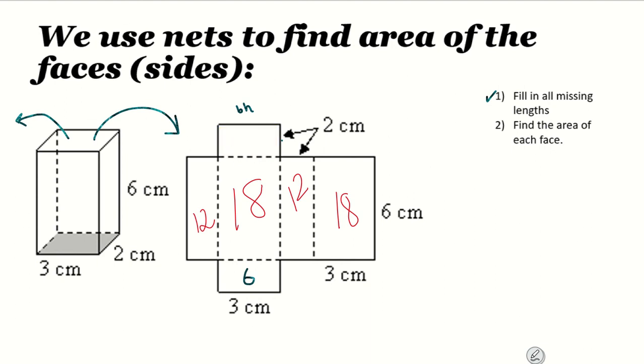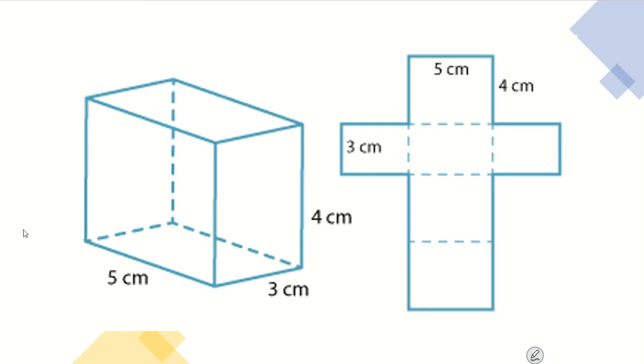And this is how you use the nets. In a couple of days coming up, we're going to actually do something with these numbers, the 6, 12, 18. We're going to do something with all of that and find surface area. But for today, we're just finding the individual pieces of the net and leaving it at that. So we've found the missing lengths and we found the area of each face. We're done. Let's keep practicing.